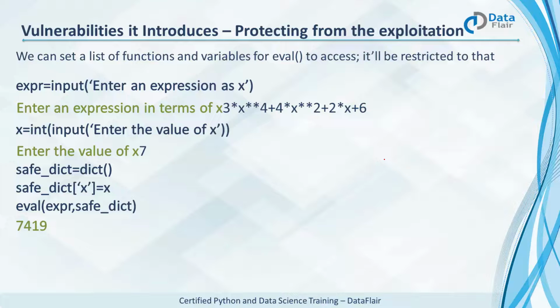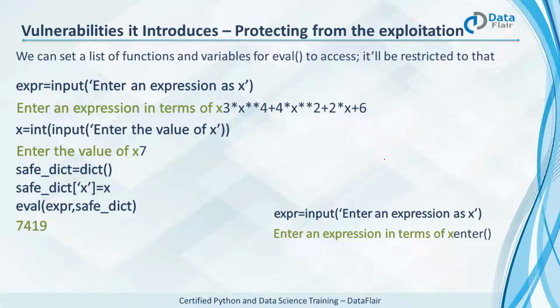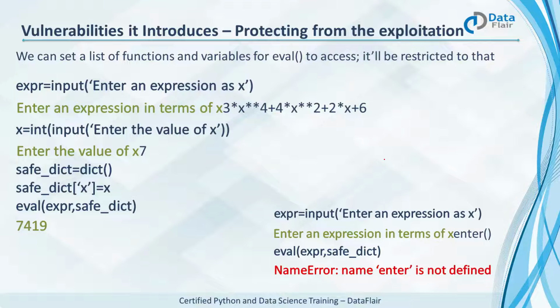What if things weren't this way? The expression is a call to enter. Now since the call to eval has the expression and the safe_dict as arguments, it does not evaluate the enter function. Rather, it raises a name error stating the name enter is not defined.